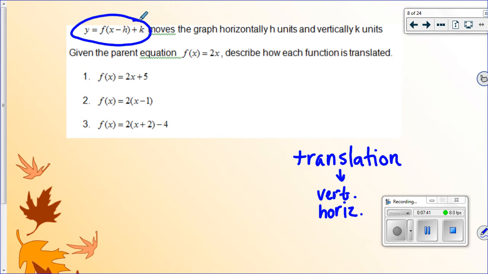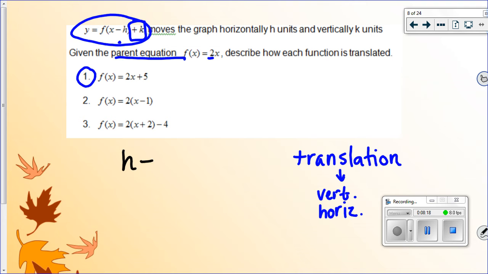So for number 1, I have my parent function. My parent function, or my original function, is f of x equals 2x. So I have a slope of 2, and a y-intercept of 0. So what has happened to this function in number 1 if my new equation is 2x plus 5? If I look at my rule up here, it looks like this has only been translated vertically.